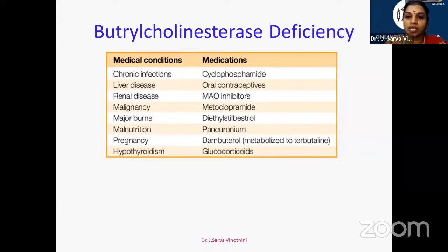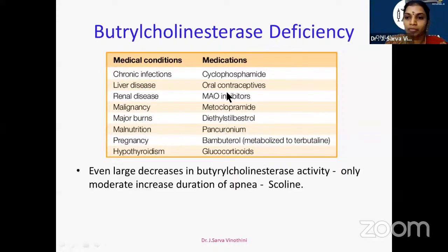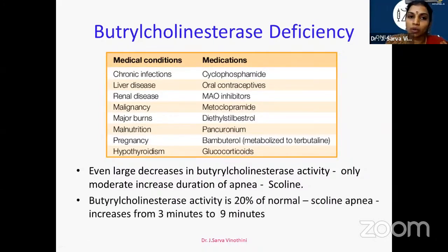So butyrylcholinesterase deficiency can occur in various conditions and various medications also. In our patient, liver disease also causes butyrylcholinesterase deficiency, as do burns, pregnancy, hypothyroidism, and many other medications. But even larger decreases in the butyrylcholinesterase activity will produce only a marginal increase in the duration of succinylcholine apnea. That is not really that significant. So even if 70 to 80% of the activity is lost and only 20% remains, even then we can see the succinylcholine apnea only increases from 3 minutes to 9 minutes.